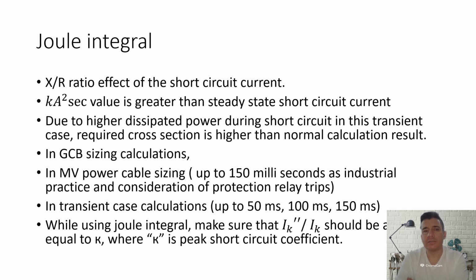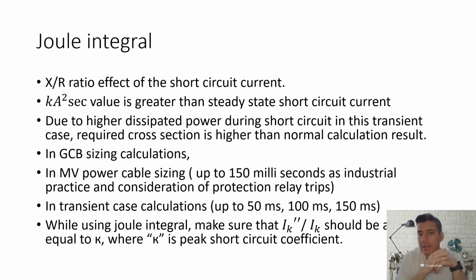The X over R ratio effect gives us additional energy. Why? Because no short circuit is in steady state at first. They are in subtransient and transient cases. In the subtransient case, it starts with a very high level, then slowly reduces to the steady state level. That's why in the initial short circuit, we have a much greater short circuit amplitude compared to the transient and steady state cases. That's why the kiloampere square second value is much greater than with the steady state short circuit current.